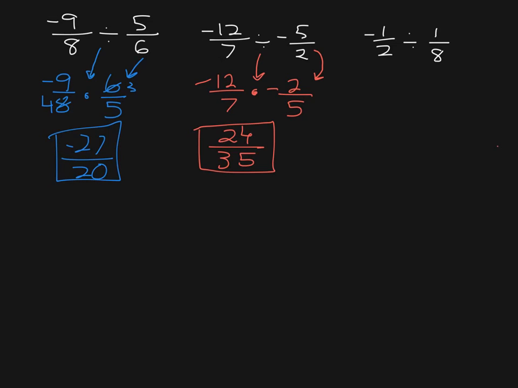And in my last example, I have negative 1/2 divided by 1 over 8. It's just going to change this to multiplication. 8 over 1. Now I can cancel here. I know I can divide 2 by 2 to get 1. It means I can divide 8 by 2 and get 4. So now I have negative 1 times 4 is negative 4. 1 times 1 on the bottom is 1. And I can simplify this. I know if it's over 1, I can just write it as an integer. Negative 4 is my answer.